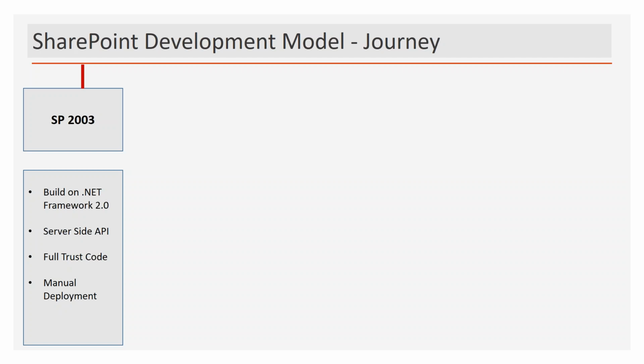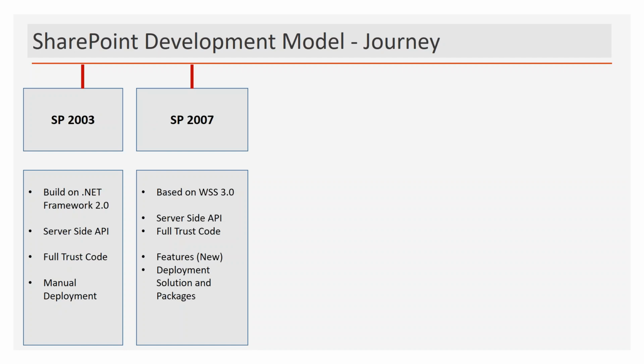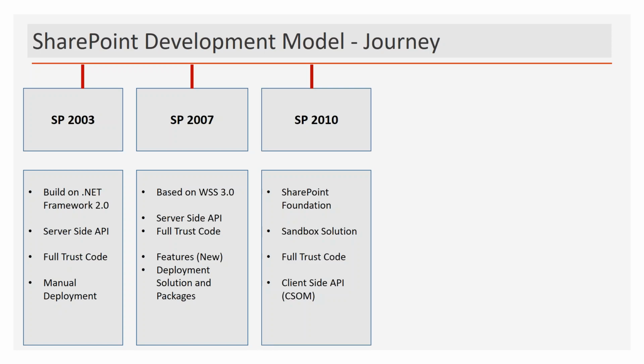Basically, it started with the .NET 2.0 framework, and the main focus was on the server-side API. That was full trust, and one of the biggest challenges we faced at the time was the manual deployment activity. Then it moved to SharePoint 2007, where WSS 3.0 was introduced and the feature deployment concepts came into the picture, using Visual Studio to create and deploy the features.